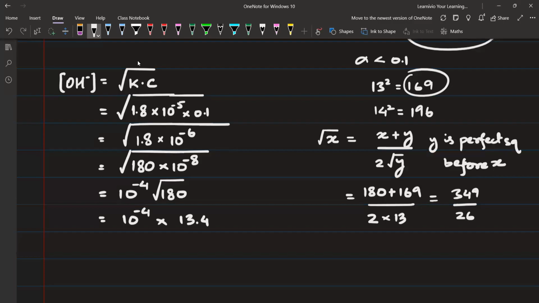Let me see root of 180. हाँ, it is 13.416 करके ही है. तो अंदाजे से आप लोग कर सकते हैं. This is the OH, but we should not have to calculate the OH. We have to calculate the pH, है ना?